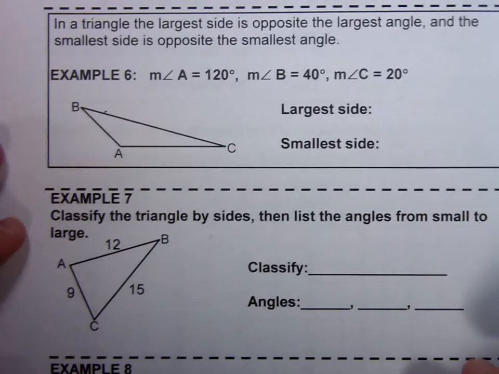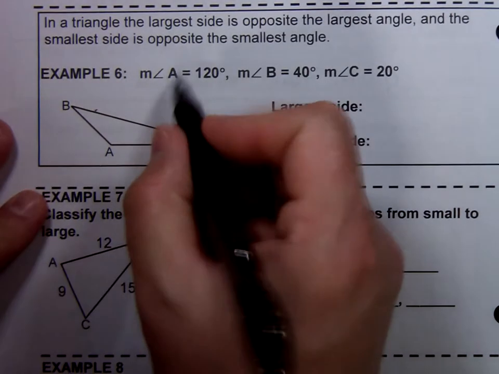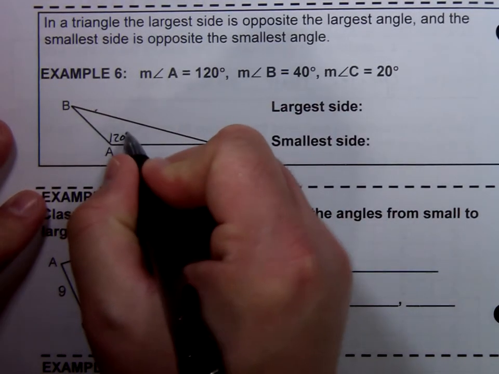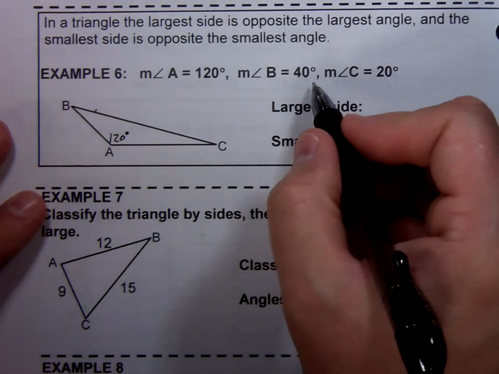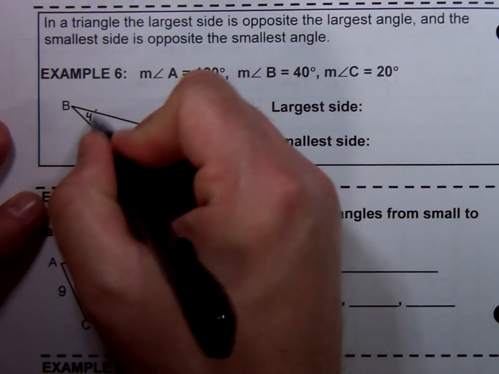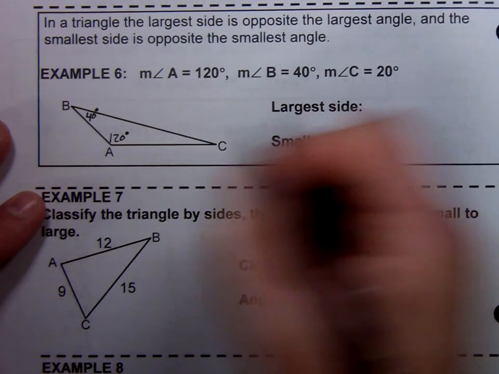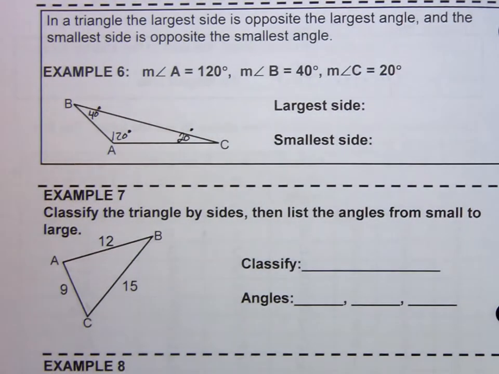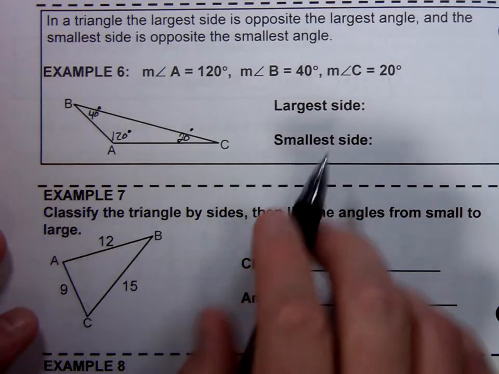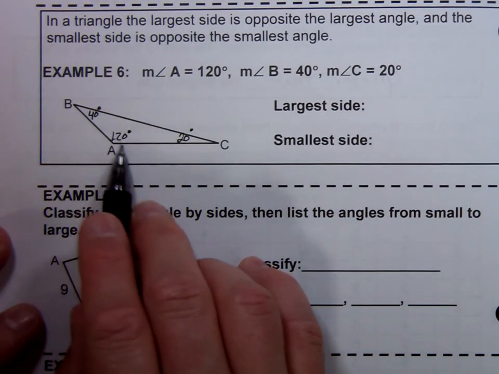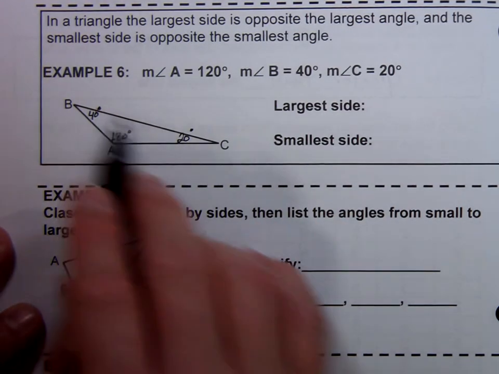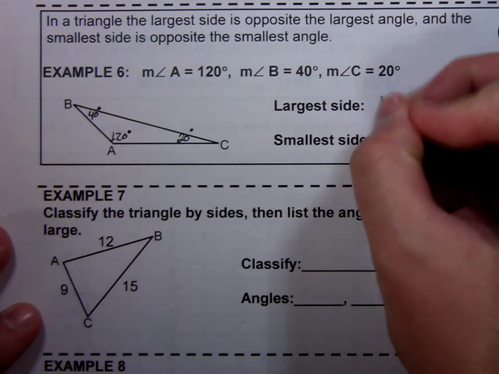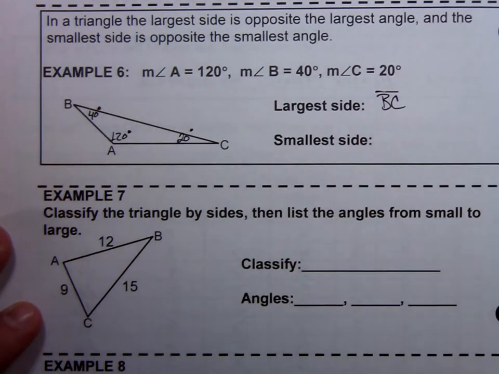So, right here, let's put the information into the picture. They tell us the measure of angle A is 120 degrees. The measure of angle B is 40 degrees. And the measure of angle C is 20 degrees. Alright, what is the largest side? Well, the largest angle is angle A, and it is opposite the side length BC. So line segment BC is going to be the longest side.